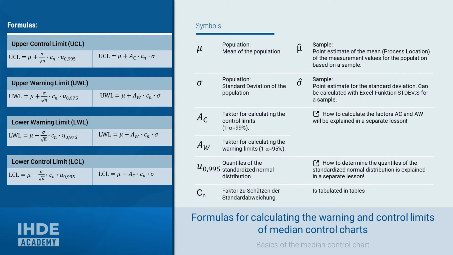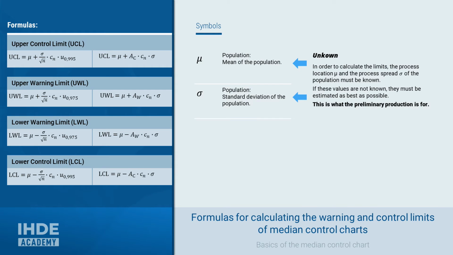Let's briefly review the meaning of the symbols in the formulas. Mu is the population mean and mu hat is the median of a sample, which is used to estimate the true median of the population. Sigma is the standard deviation and sigma hat is the sample standard deviation. AC and AW are factors for calculating the warning and control limits. How to calculate these factors yourself is explained in a separate lesson. The required quantile of the standard normal distribution is also the subject of another lesson. The factor Cn is taken from tables.